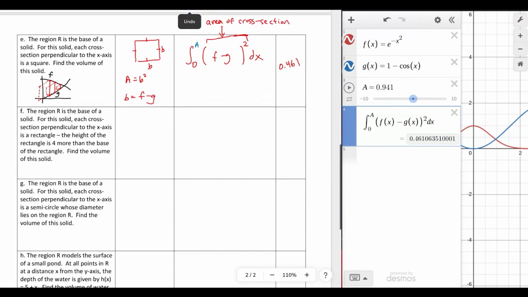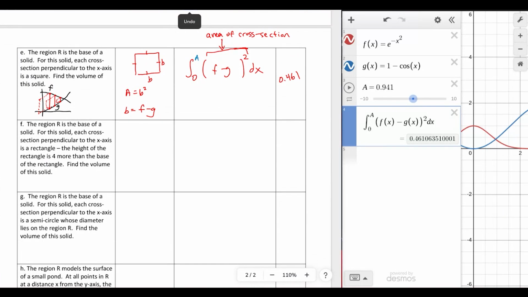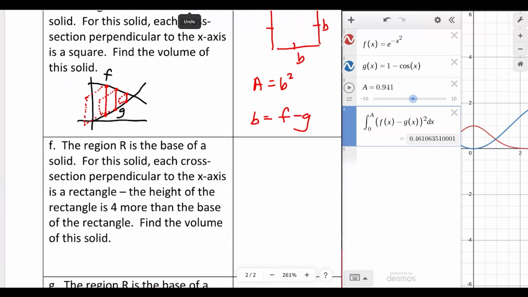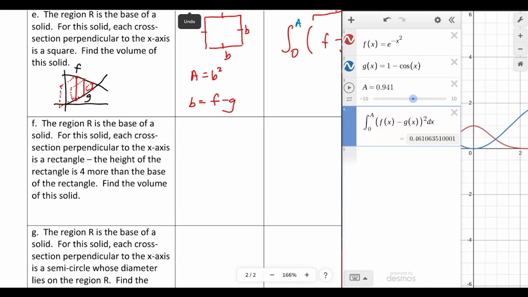All right, so the next one, similar problem here. It says the region R is the base of a solid. For this solid, each cross section is a rectangle. So instead of being a square, it's going to be a rectangle where the height of the rectangle is 4 more than the base of the rectangle. Same kind of idea. I don't really have enough room to sketch this out, but it's still kind of like this, except instead of these being squares, they're going to be rectangles where this side length will be, what did it say, 4 more than the other side length. All right, so we've got this rectangle.